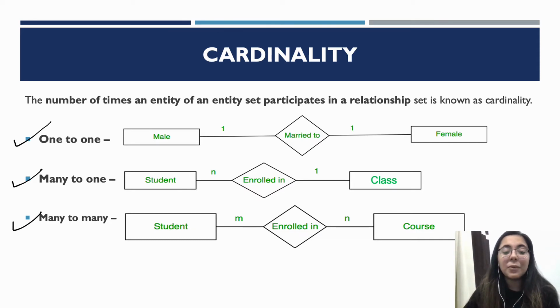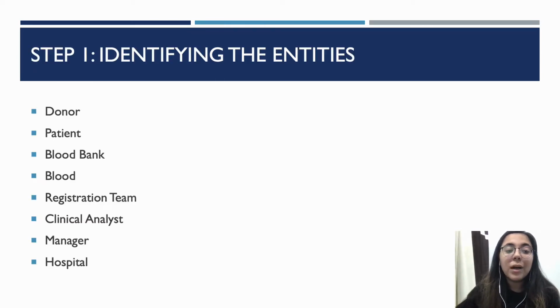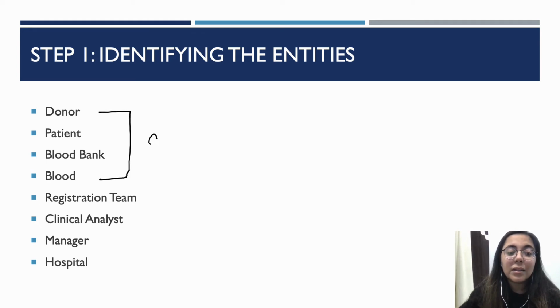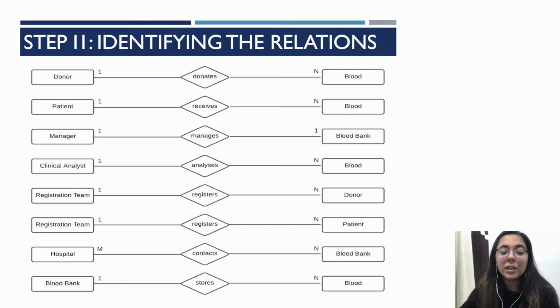The first step that we take while drawing our ER diagram is to identify the entities. So through our case study we were able to identify 8 entities which are as follows. The next thing we do is try to construct relations between these entities. So over here we can say that the donor donates blood. This can be a relationship between two entities which are donor and blood. So similarly we were able to find quite a few relations which are as follows.